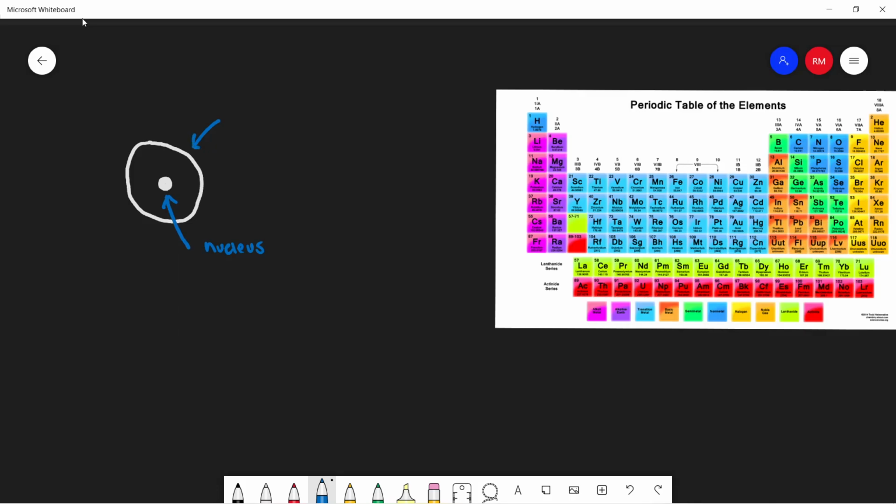And here we're going to have the shells, or energy levels, as some people like to refer to them. So, we'll just put shells here. Now, in the nucleus, there are two subatomic particles. One is a proton, and one is a neutron. In the shells, there is only one subatomic particle, and that is the electron.